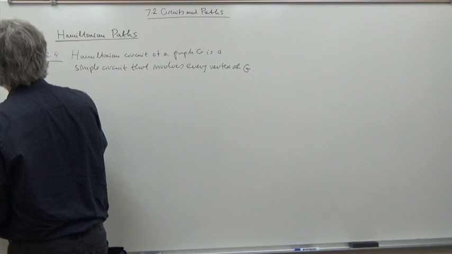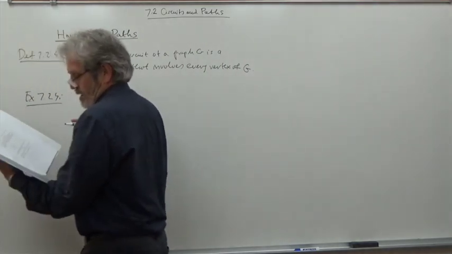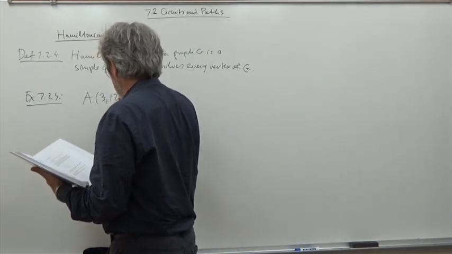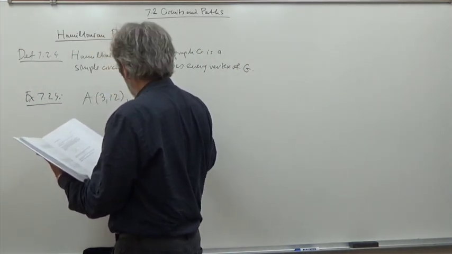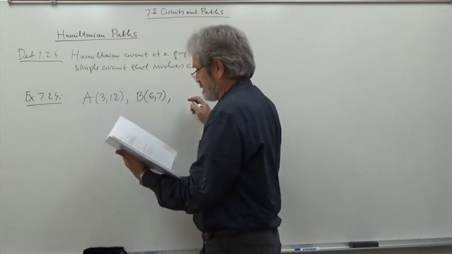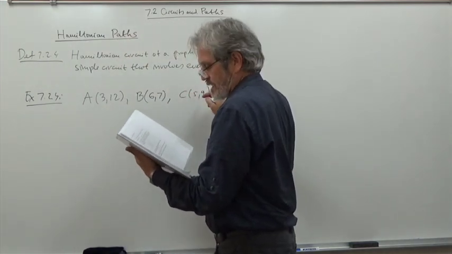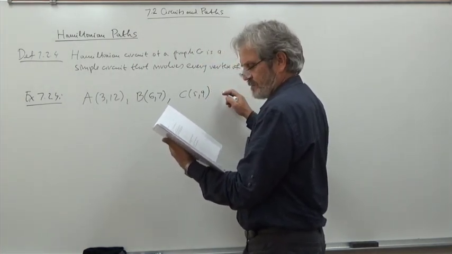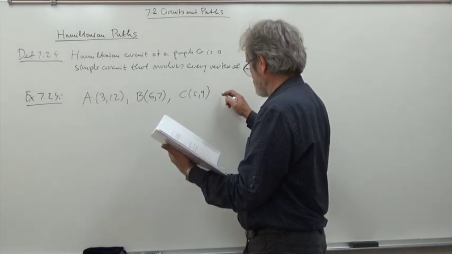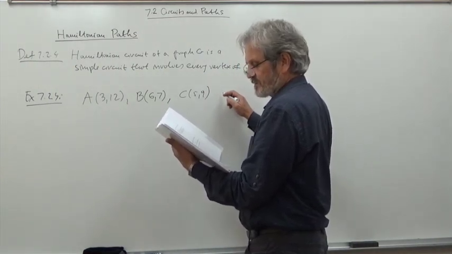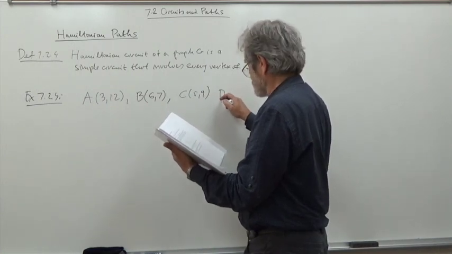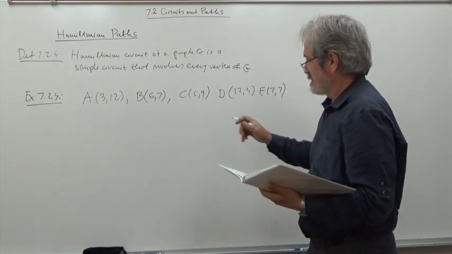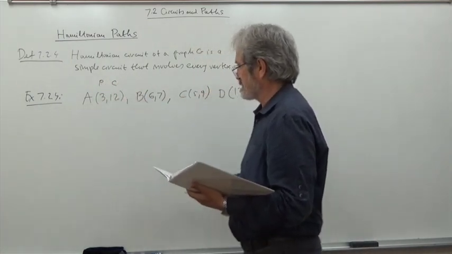Example 7.4. We are remodeling 5 apartments. And these numbers here represent the number of hours needed to do the painting and carpeting on each of them. There's one carpeting and one painting, where the first number represents painting. Yes, painting is done first. So D is 12.4 and E is 7.7. The first number is painting, the second number is carpeting.